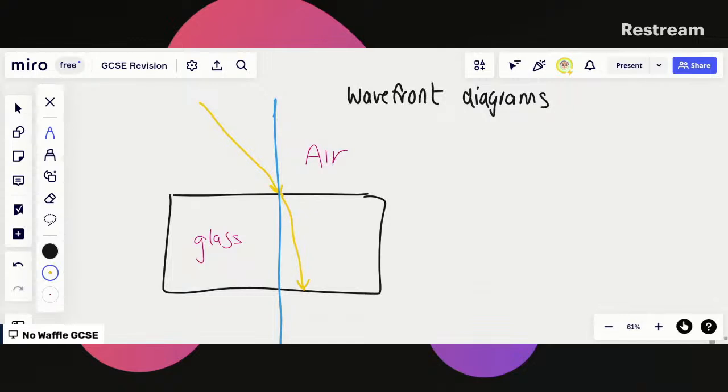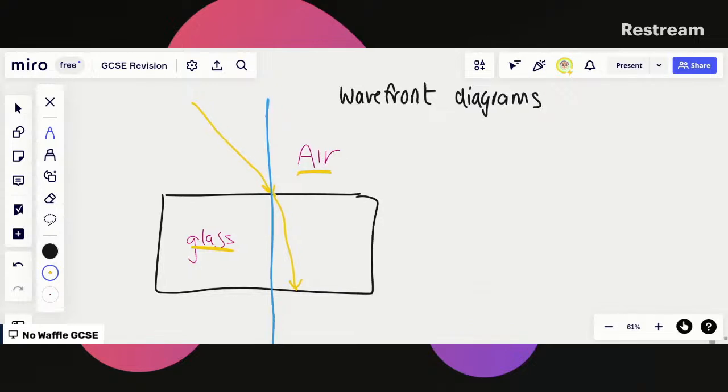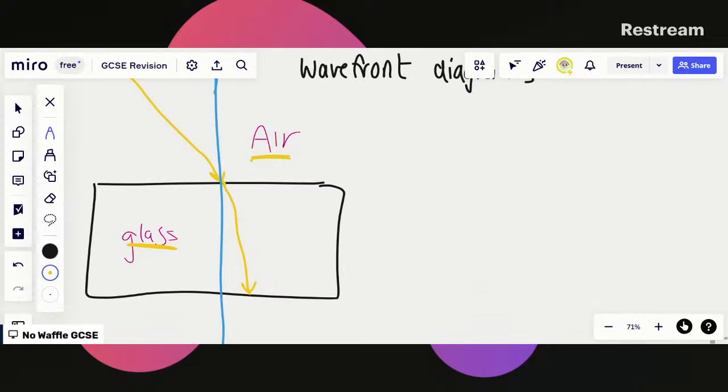Now, as we said, how much it's refracted depends on the wave speed, and the wave speed depends on the density. And as we said, because glass is a solid, it's more dense than air, and that's why it slows down. Now, you were talking about the wave front diagrams, so let's look at them.